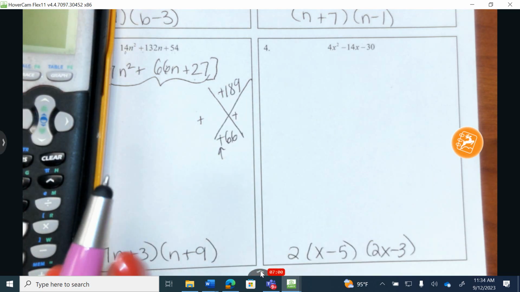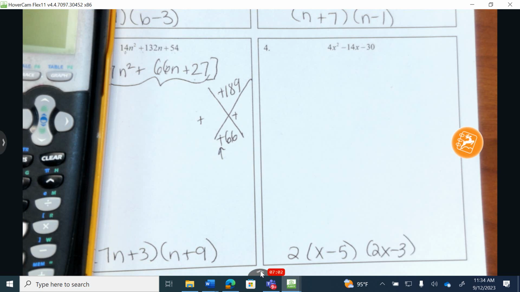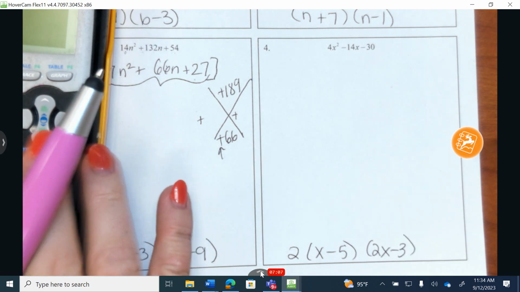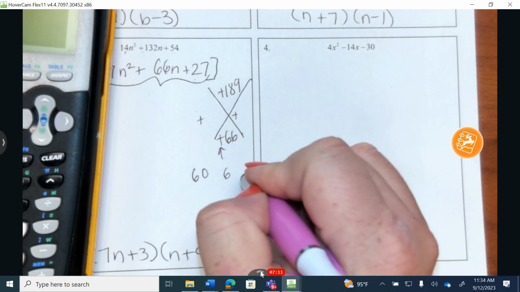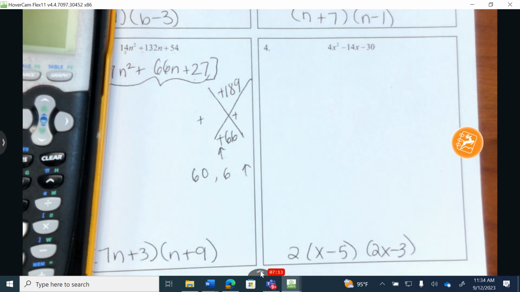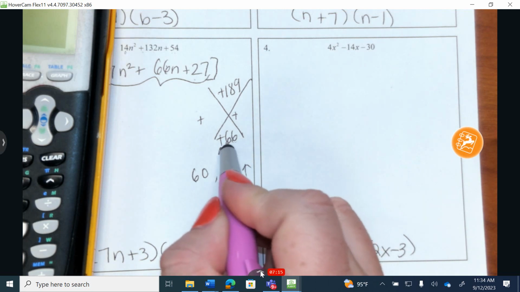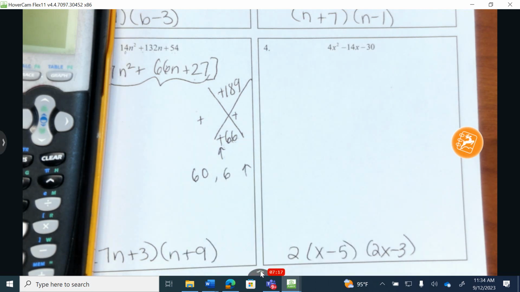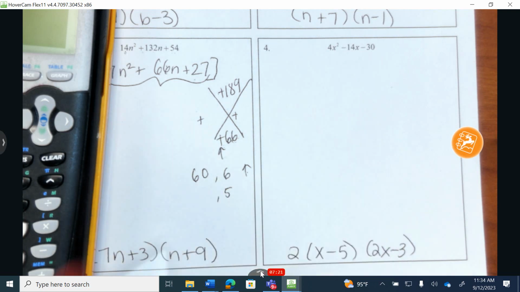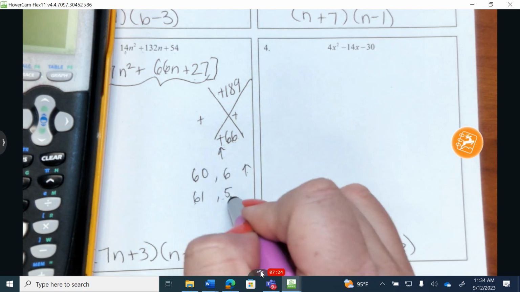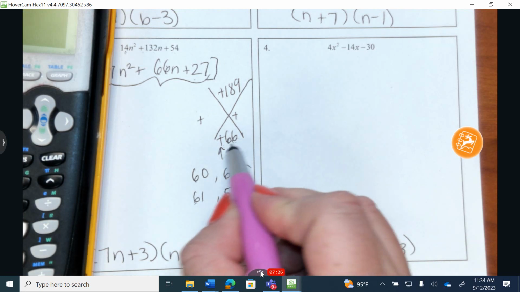Let's see what they multiply to. Way too large. So let's bump it back and see what else I could do. So I tried 60 and 6, and that's way too high of a combination. When you combine these, you have to end up with 66. And this was too large, so let's go back. Let's go 5. So let's try 61 and 5. So 61 and 5 still add up to 66.